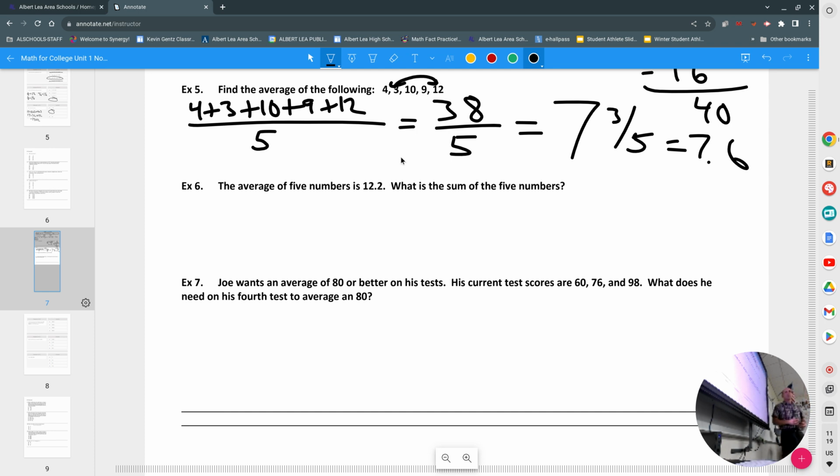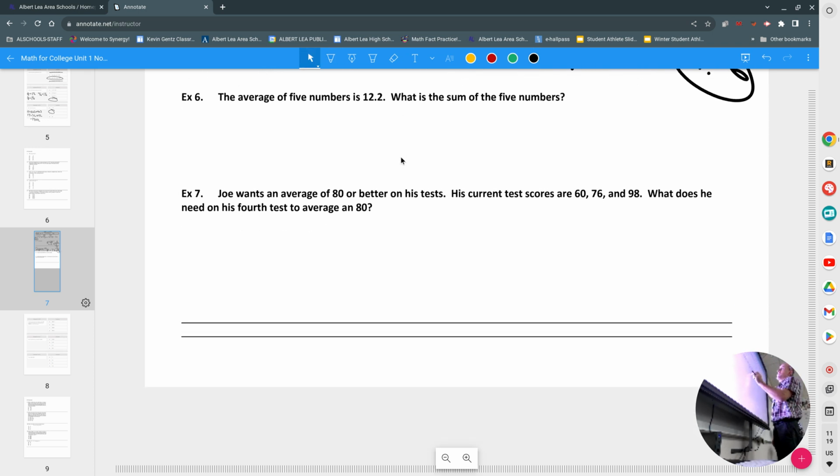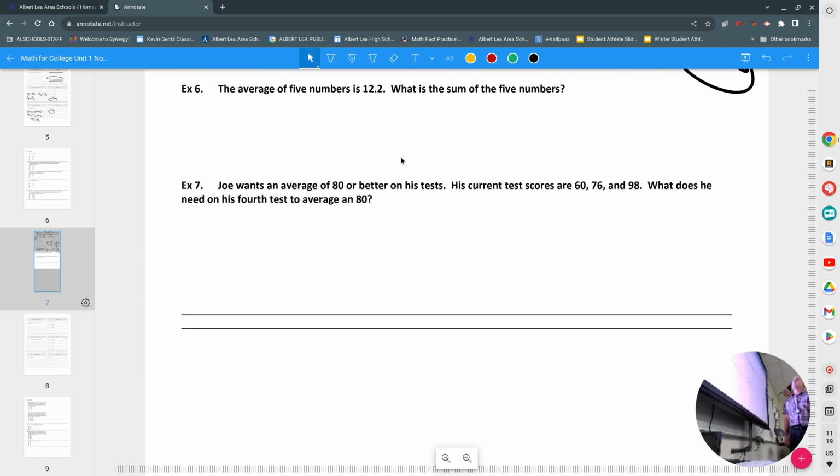Look at how the next one's different. The average of 5 numbers is 12.2. What's the sum of the 5 numbers? So you're given the average, you're given this part. You want to know the sum. Talk with your peers. See if you can figure out any approach to solving this. Talk about it. Go. Okay, anybody got a good idea? Anybody got a path?